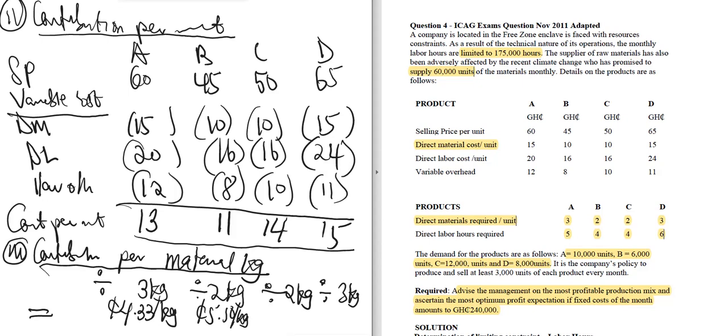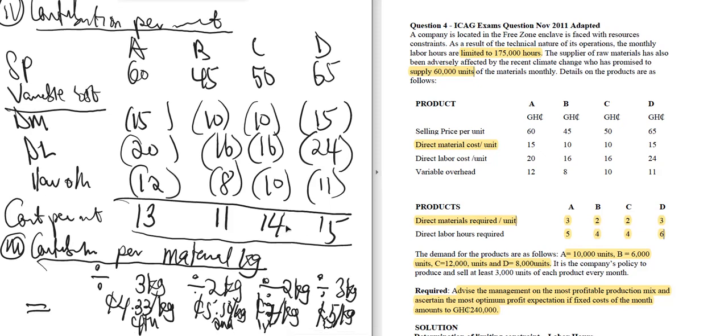We have 14 divided by 2. That gives us 7 cedis per kg, sorry. And 15 divided by 3, that's 5 per kg. Now we know that when we are ranking, this guy takes first, this guy takes second, this guy takes third, this guy takes fourth. So we are going to use this ranking to prepare our optimum production plan, right?